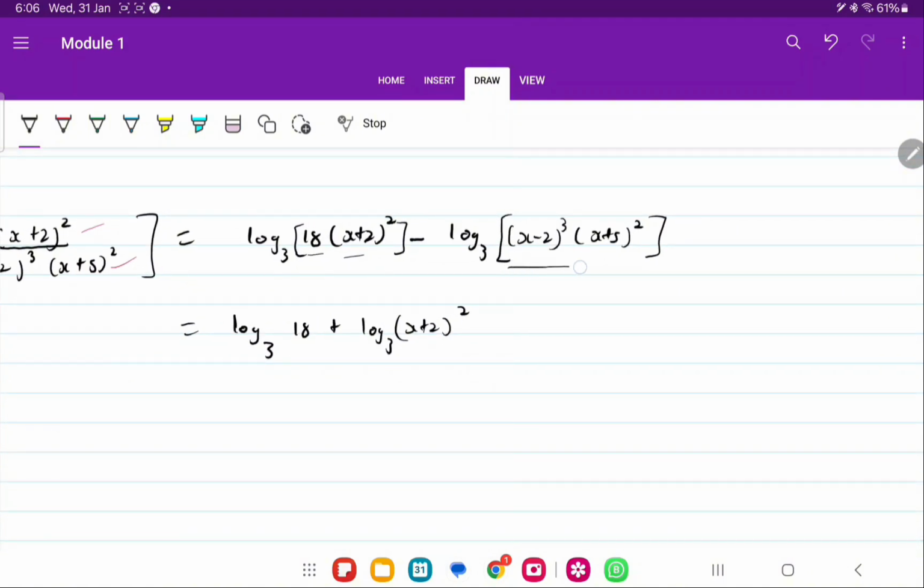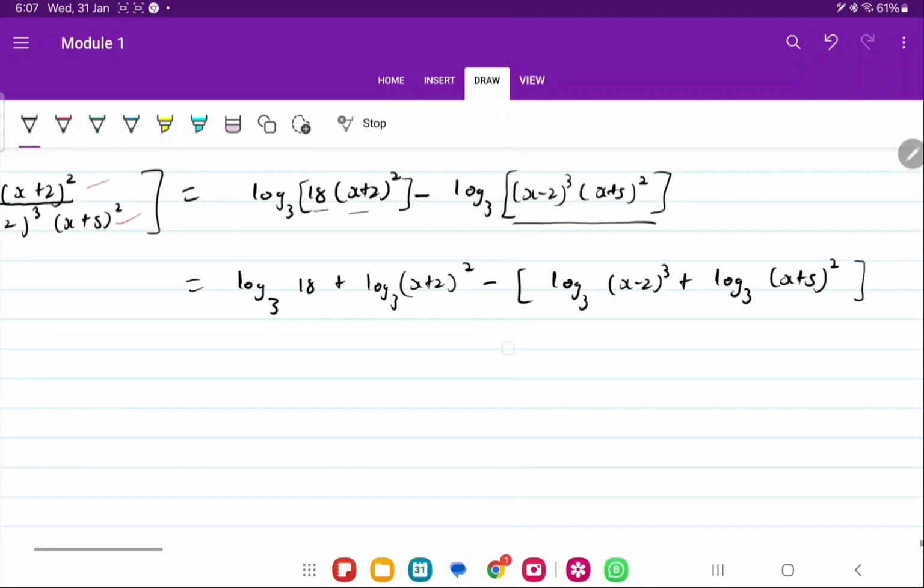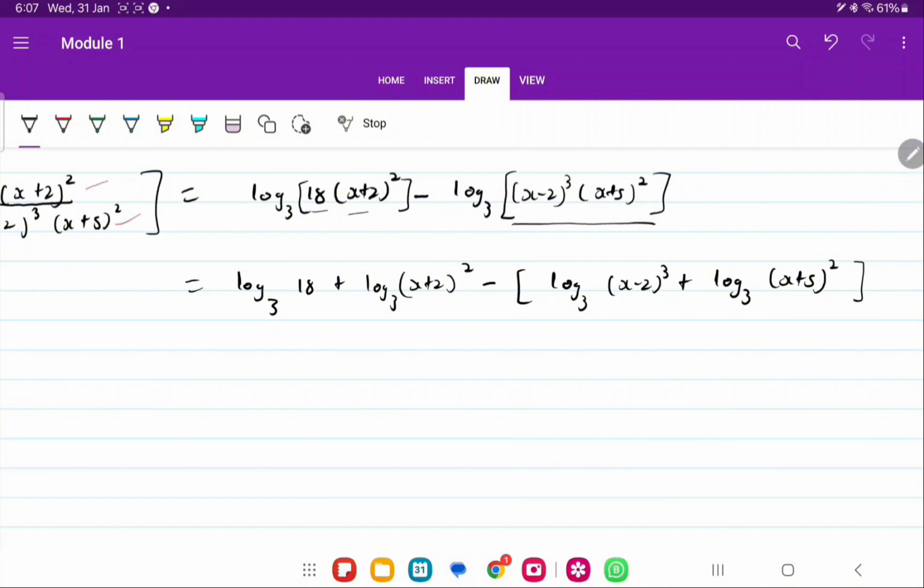Now, down here, which law can I apply? I can apply the product law. Right, so that's going to be minus into log base 3 of x minus 2 raised to the third power plus log base 3 of x plus 5 raised to the second power. All right. Now I can apply my power law here to bring down this 2. I can apply my power law here to bring down this 3. And a power law here to bring down this 2 here.